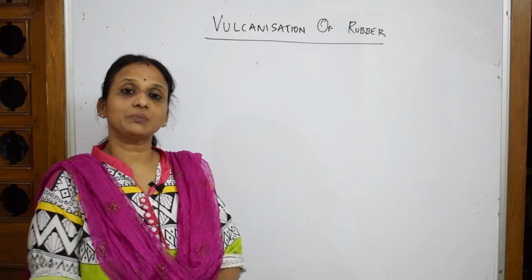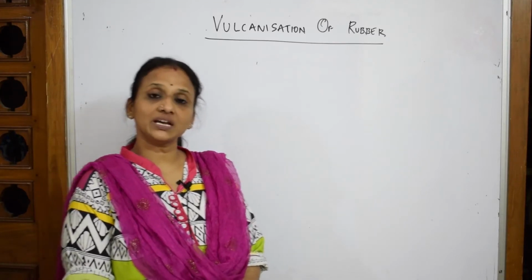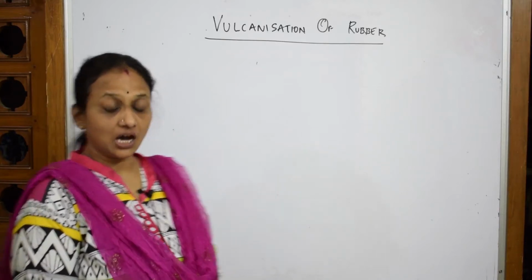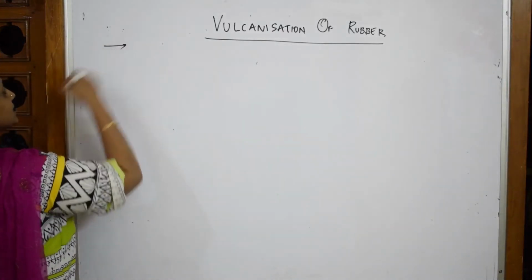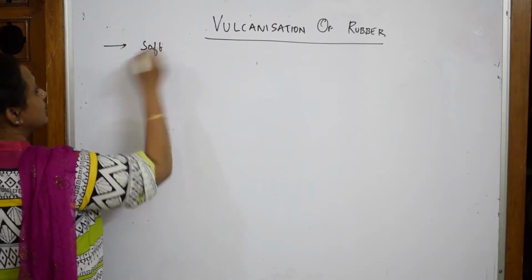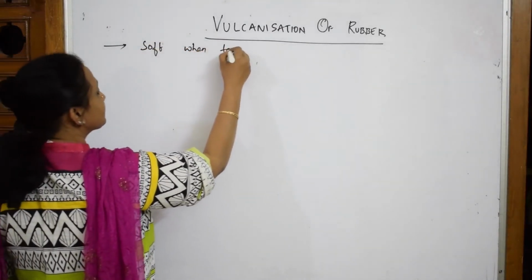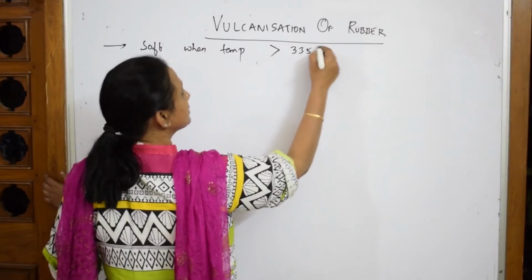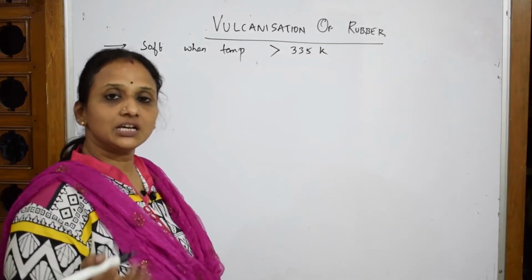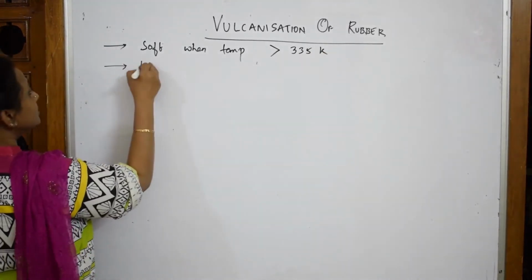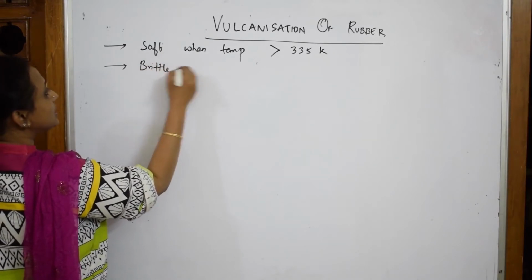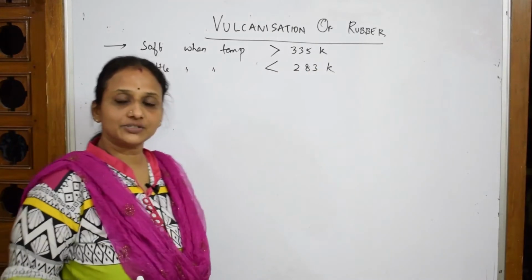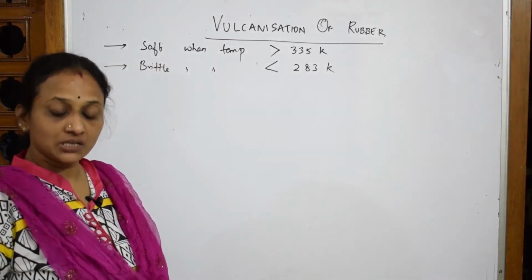So when I said rubber is an elastomer, done. I also said one more point, whenever temperature is applied, its structure is affected. How is that? This rubber is going to become soft when the temperatures are raised, when the temperatures are greater than 335 Kelvin. When you raise the temperature to 335 Kelvin, it will become soft. And it is going to turn brittle when the temperatures are less than 283 Kelvin. Both the conditions, both the ranges. So now what to do?